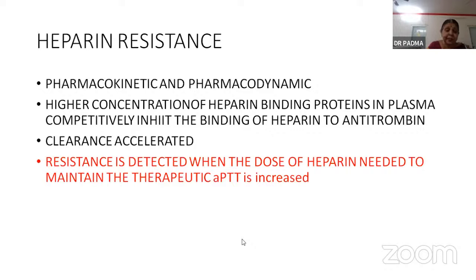These are the reasons for resistance. How do you detect it? When the dose of heparin needed to maintain the therapeutic APTT is increased. Only when it is increased beyond certain units do you conclude it is resistant and switch to other injectable anticoagulants.